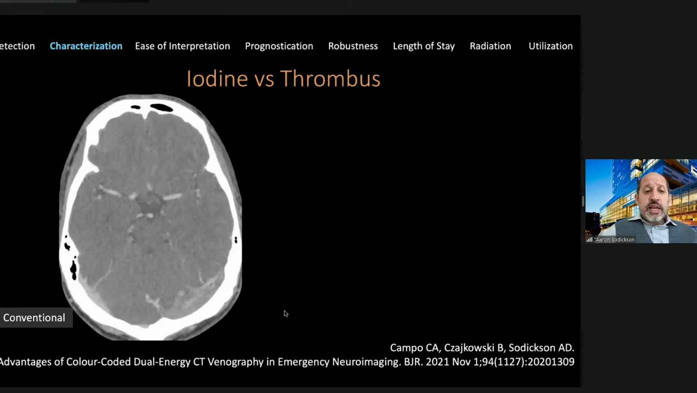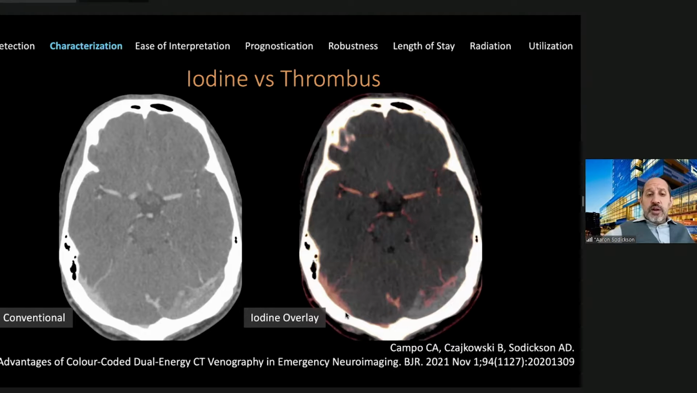We also like this technique for CT venography. We can clearly see that there's something abnormal going on here in the region of the transverse sinus. If we turn on our color iodine overlay, we can see nice enhancement in the right transverse sinus. The left is thrombosed, but the adjacent cortical veins show some enhancement here. Hard to tell those apart on the conventional scan.